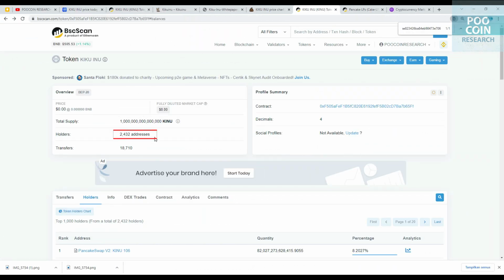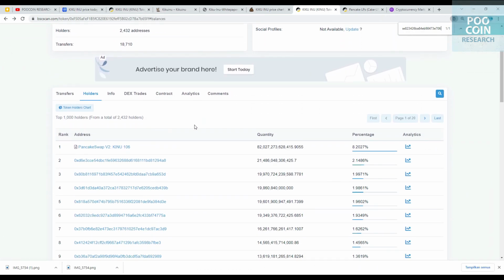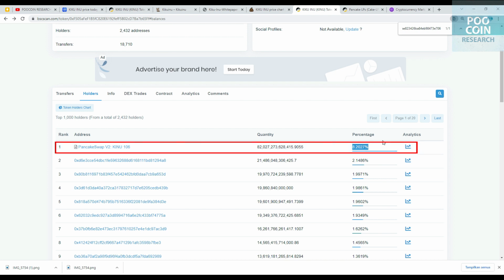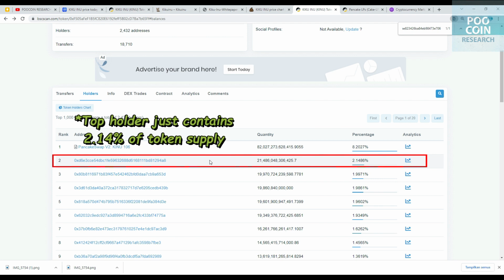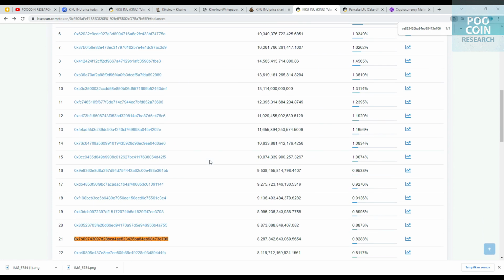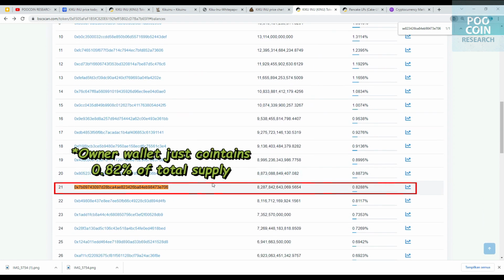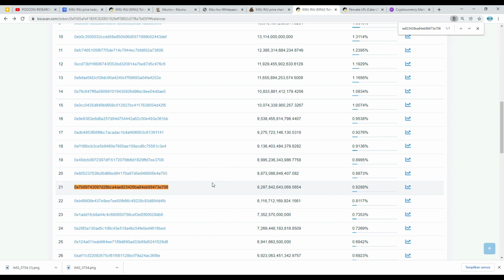Current holders, 2,400. Currently, there is only 8.2% supply left in PancakeSwap. That means 87% of the total supply is already owned by the community. The top holder only has 2.1% of the total supply. That's the maximum limit each wallet can have. The owner's wallet only has 0.8% supply. It's far below the top holder.